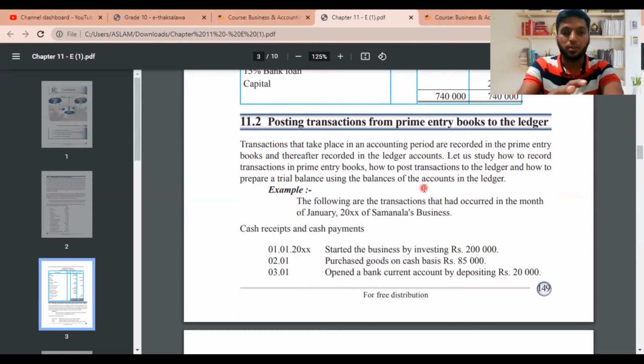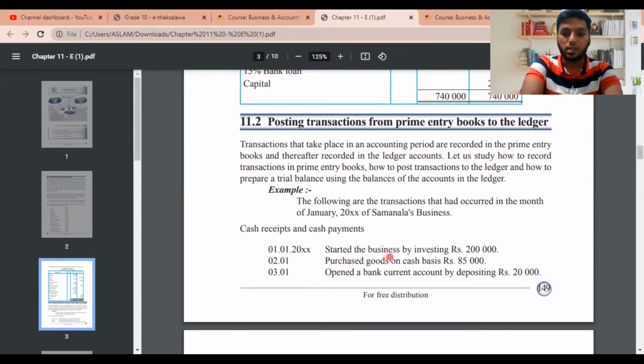So for your knowledge, let me move on to the content and explain how this works. One by one we're going to do it, guys. First of all, remember, we record the purchase journal and sales journal first, then we'll come to cash receipts and the bank account before we move on to the sum. This is page number 149. We're going to start now: cash receipts and cash payments.